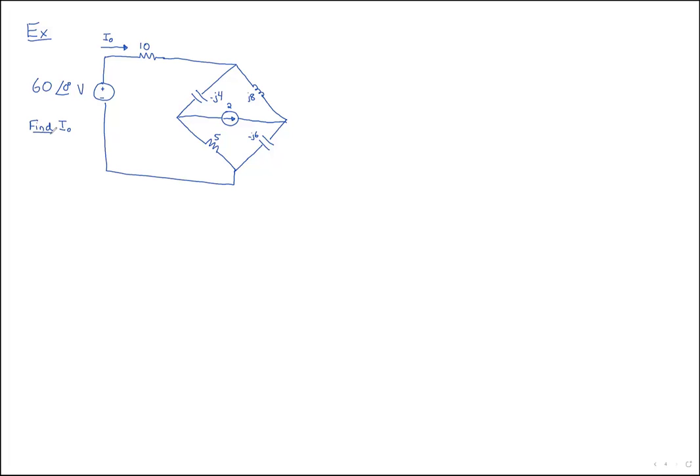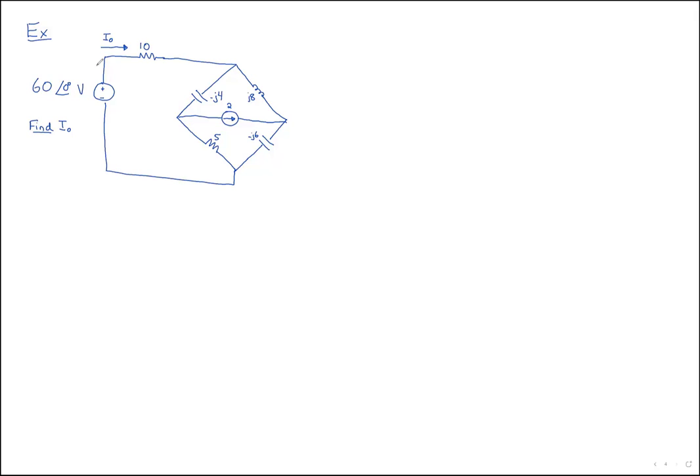And interestingly enough, if you find I naught, you can also find the equivalent impedance of this whole circuit, because the equivalent impedance of the whole circuit would be equal to the voltage source divided by the current that's flowing. So let's take a look at this. Is there anything that can be combined in series or parallel?